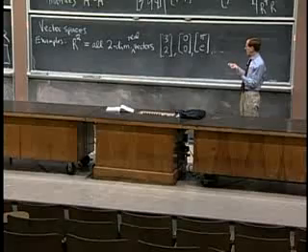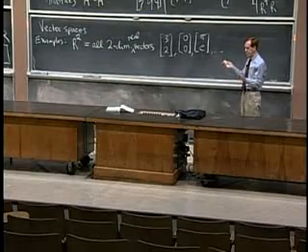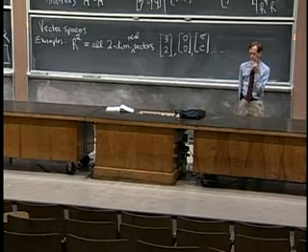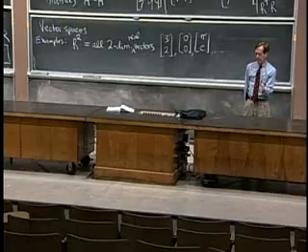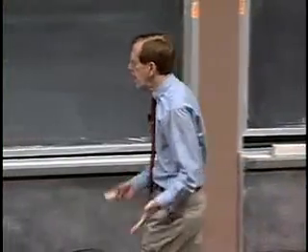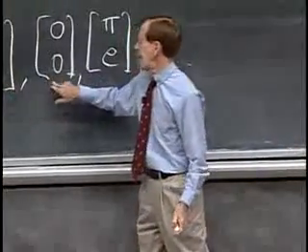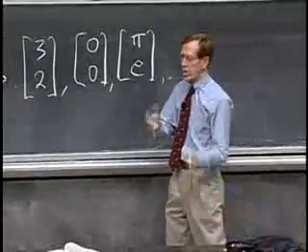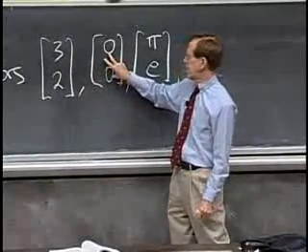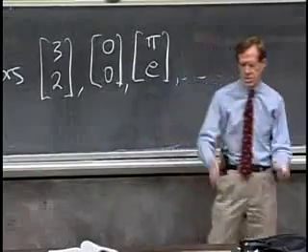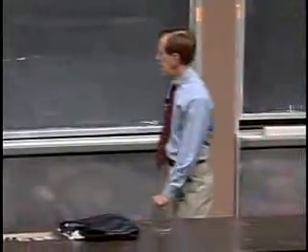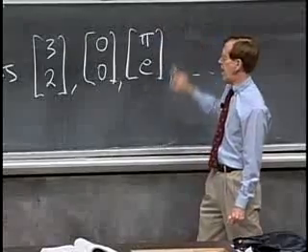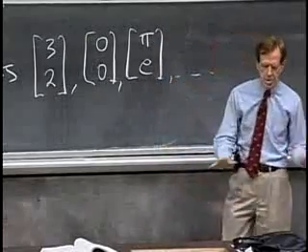And it's natural. Okay. Let's see. I guess I should do algebra first. Algebra means, what can I do to these vectors? I can add them. I can add that to that. And how do I do it? A component at a time, of course. 3, 2 added to 0, 0 gives me 3, 2. Sorry about that. 3, 2 added to pi e gives me 3 plus pi, 2 plus e.